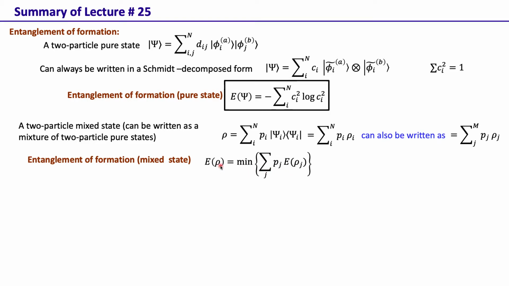Now, since there can be different representations of rho, the entanglement of formation is defined as the minimum of this quantity over all such decompositions. This minimum need not be associated with the diagonal representation. It could be with some other decomposition. So entanglement of formation is defined as the minimum of this quantity over all such possible decompositions.